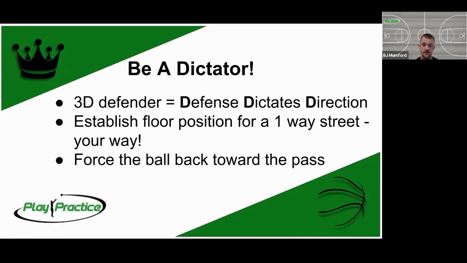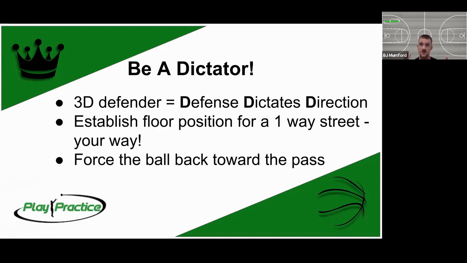So being a dictator, I like to picture that king with the scepter that says, "You shall not pass." Really being a dictator on defense, both forcing and focusing the offense on where you want them to go. So establishing your floor position to create a one-way street is how we like to talk about it. Rather than maybe squaring up to that offensive player, giving them a choice at right or left, you're going to overplay one side and force them to go only one direction. And that gives you a big strategic advantage, knowing where they're going to go before they know where they're going to have to go.